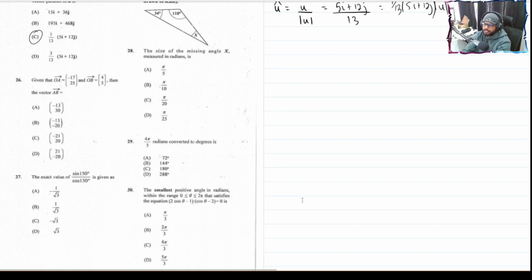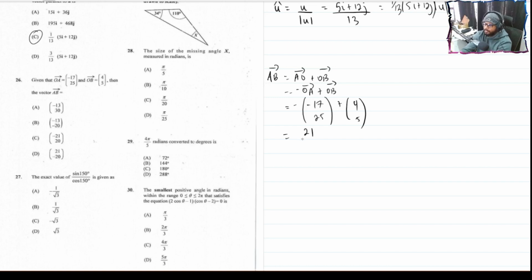OA is that and OB is that. AB by vector addition is AO plus OB, minus OA plus OB. 17 plus 4 is going to give me 21, and minus 25 plus 5 is going to give me minus 20. So 21 minus 20, the answer for this is D.